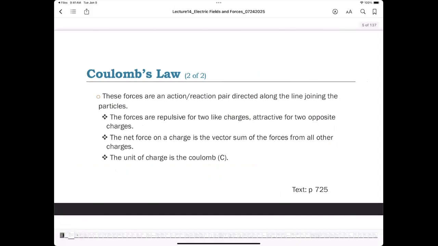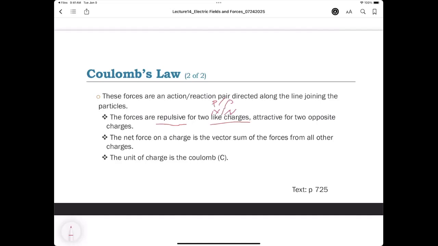For Coulomb's law, these forces are an action-reaction pair directed along the line joining the particles. The forces are repulsive for two like charges, where one is positive and the other is positive, or one is negative and the other is negative. Those kinds of charges we call like charges. And the forces are attractive for two opposite charges, which means one is positive and the other is negative. The net force on a charge is the vector sum of the forces from all other charges.